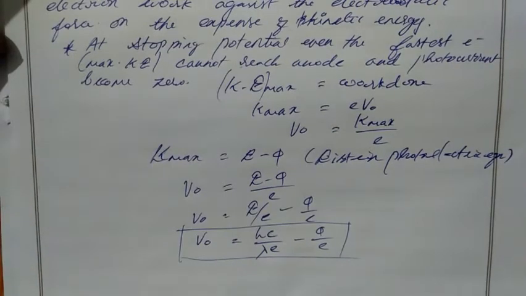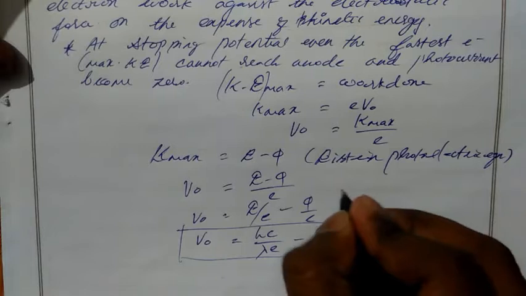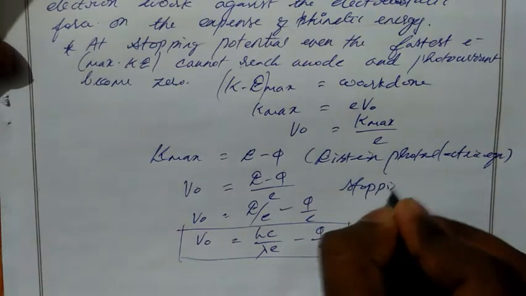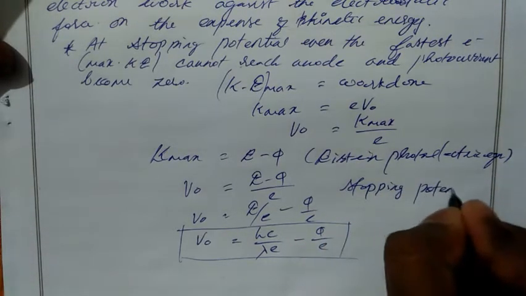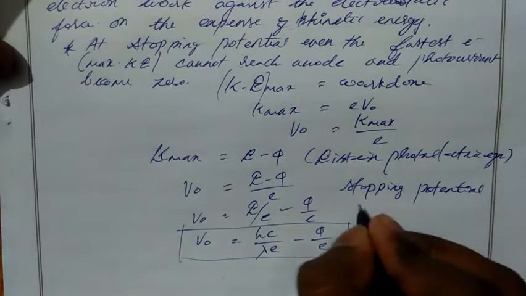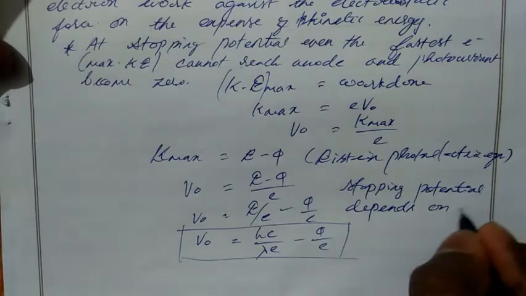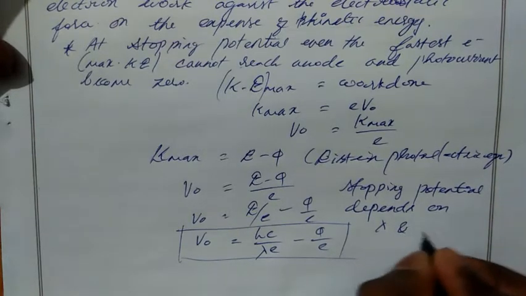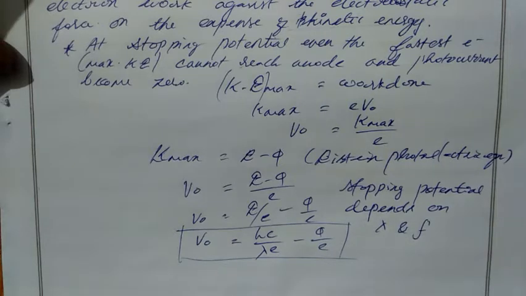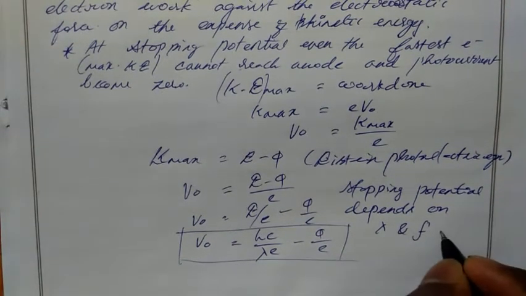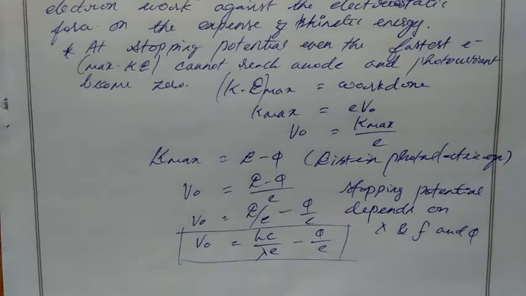In this equation, h is a constant, Planck's constant, c is also constant, e is also constant, the charge of the electron. So the only variable is lambda. Our stopping potential depends on wavelength as well as frequency, because both are inversely related. So it depends on wavelength and frequency. And also here we have phi, the work function.